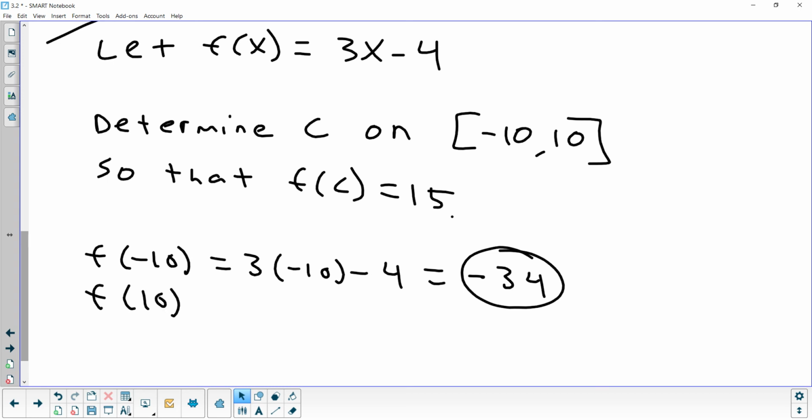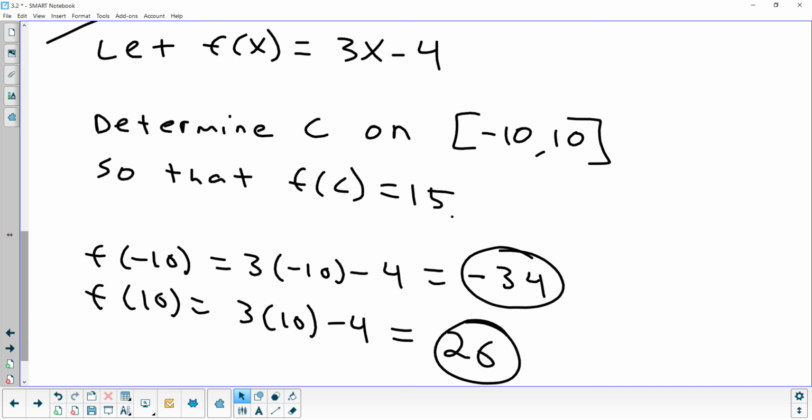So now we're going to plug in 10. 3 times 10 minus 4. And Madison, what does that give me? 26. So remember, this is a line. It's a polynomial, but even more specifically, it's a line with a slope of 3 and a y-intercept of negative 4. You're going to start at negative 34, you're never going to lift your pencil, and you're going to end up going all the way to 26. Will you go through 15 at some point? Yes, you will. So now the question is where? That's what they want to know. Where will you go through 15?